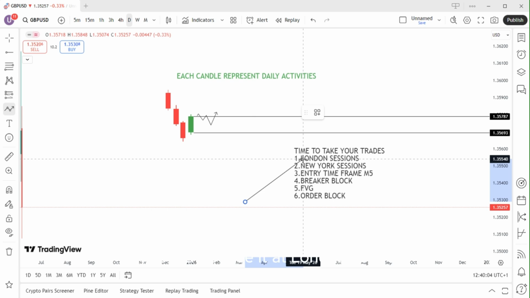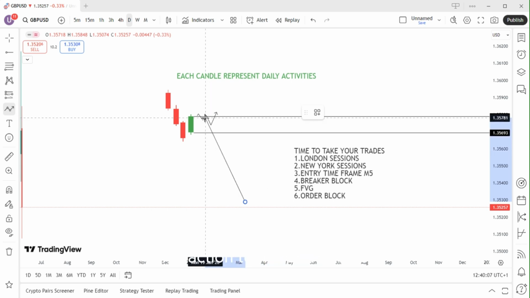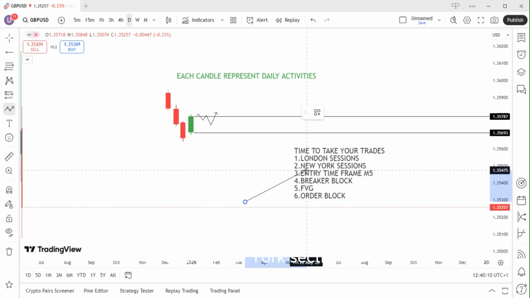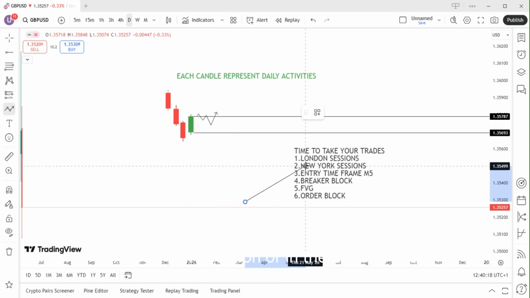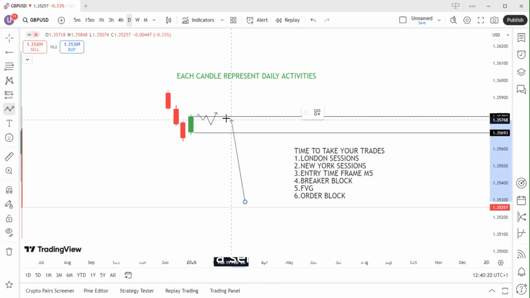Okay, if you did not see it at the London session, watch out for this type of price action to happen at where? At the New York session. So once you notice that there's a shift in market structure towards a bullish trend in the New York session or in the London session, you position for a sell.